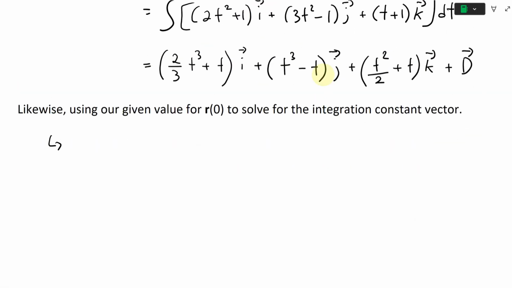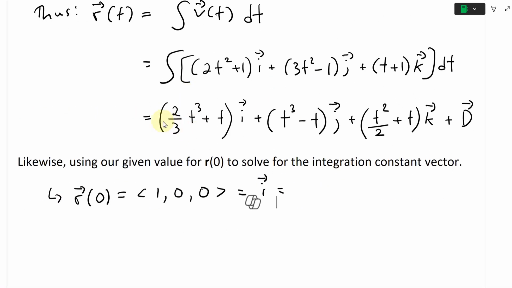So this is going to be r of 0, t equals 0, equals 1, 0, 0. Now in our ijk format, this just equals i, and then all the j and k are 0. Now if we plug in 0 into all this, these are all t, so this becomes 0 there, plus another 0, this t cubed minus t, plug in 0 for everything, this one is 0. And then plus, well, the d vector.